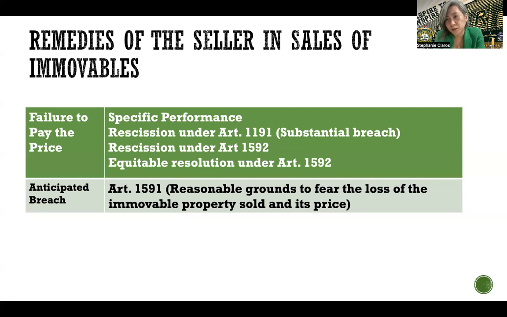And then in cases when the seller will have reasonable fear of loss of the immovable property, meaning that it is about to be sold to another, and that there is fear of loss of the price, then that is a situation called an anticipated breach. And under Article 1591, the seller can also rescind the contract.